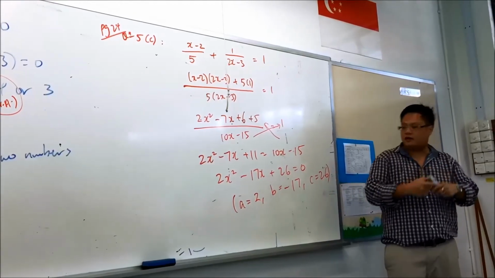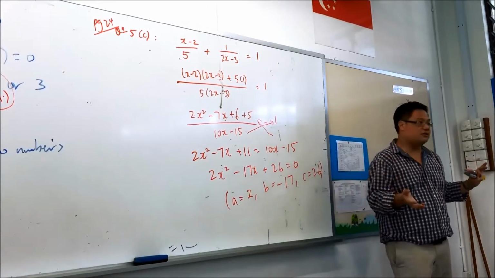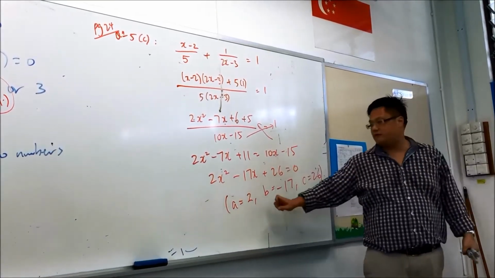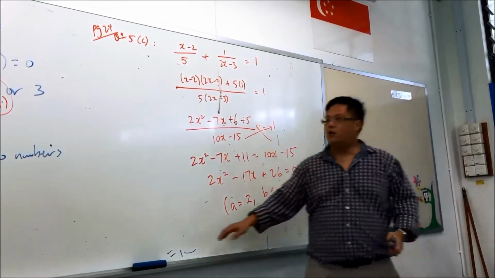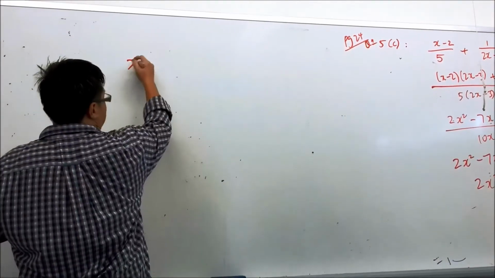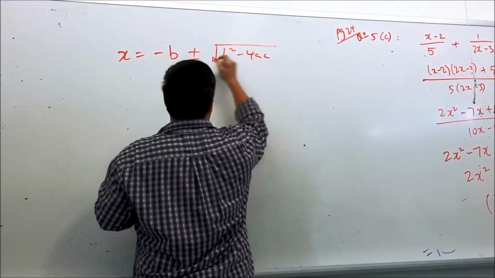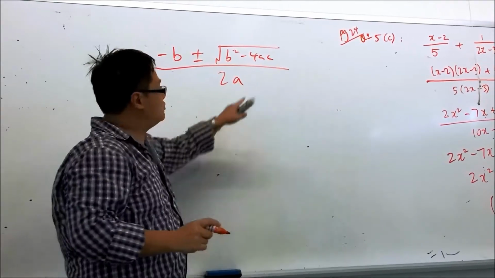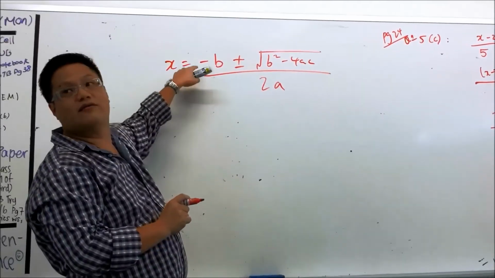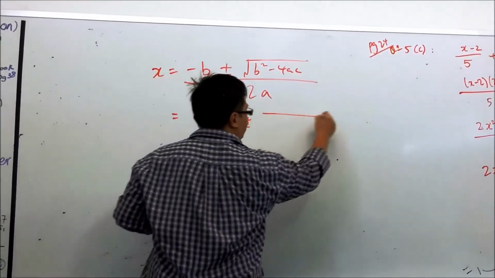What is my C? 26. Always pay careful attention to your B and your C, because sometimes they can be negative, sometimes positive. But for your A, by standard rule, we always make it positive, so we can work easily with a positive A. So now I put in the formula. x equals to minus b plus minus square root of b squared minus 4ac over 2a. Please take note, the square root sign must be long enough to cover the 4ac. The over sign must be long enough to cover the negative sign. So this will give me minus minus 17 plus minus square root.